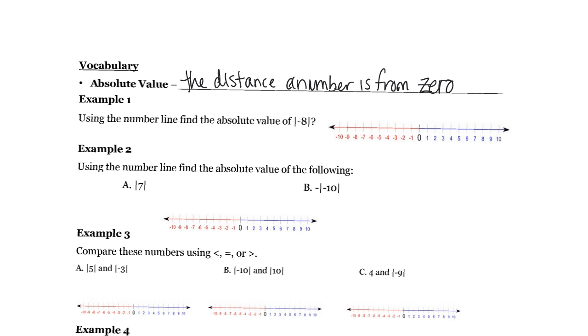We're going to use a number line to find the absolute value of negative 8. So we know negative 8 is here. How far away is it from 0? 1, 2, 3, 4, 5, 6, 7, 8. It's 8 away from 0. So the absolute value of negative 8 is 8.